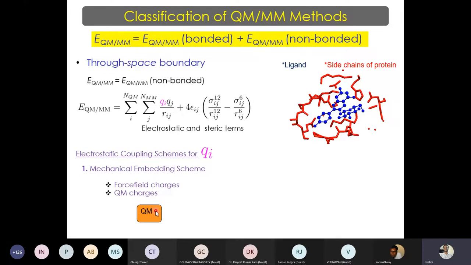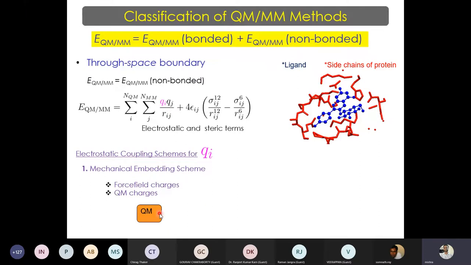So from the QM calculation itself, I can get a QM charge and I can plug this charge in. But remember here, when I'm doing this QM calculation, I do not have any MM region over here. It's only the isolated QM system. So therefore, the QM system with the charges that I am getting is again not polarized by the surrounding. So this is called mechanical embedding, because I am mechanically putting in the QM region.